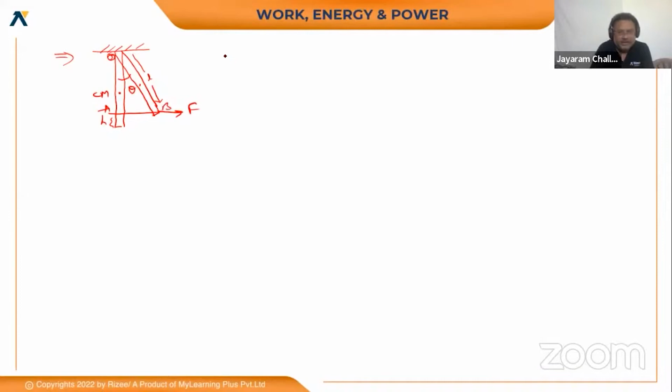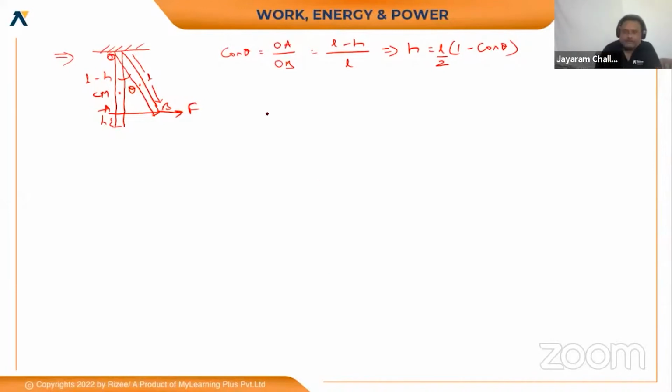It's a right angle triangle, and from this one, cos theta can be written as the adjacent side, L minus h, that is OA, by the hypotenuse, OB. So cos theta is (L minus h) by L. From this, h can be calculated as L into (1 minus cos theta). If I go to the center of mass location, it will be L by 2. For a simple pendulum, you can take it as L into (1 minus cos theta).